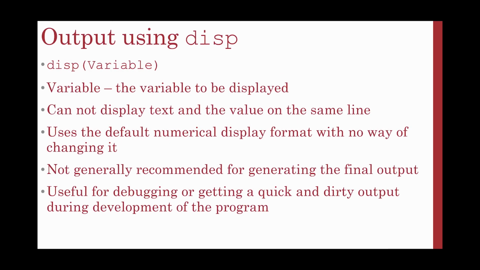So what does the disp function do? It displays the variable. So the variable that you're inputting is what you want to be displayed. It cannot display text and the value on the same line. It uses the default numerical display format with no ways of changing it. It's generally not recommended for formatting a final output if you want something to look nice and pretty. It's useful for debugging or getting a quick and dirty output during the development of a program.